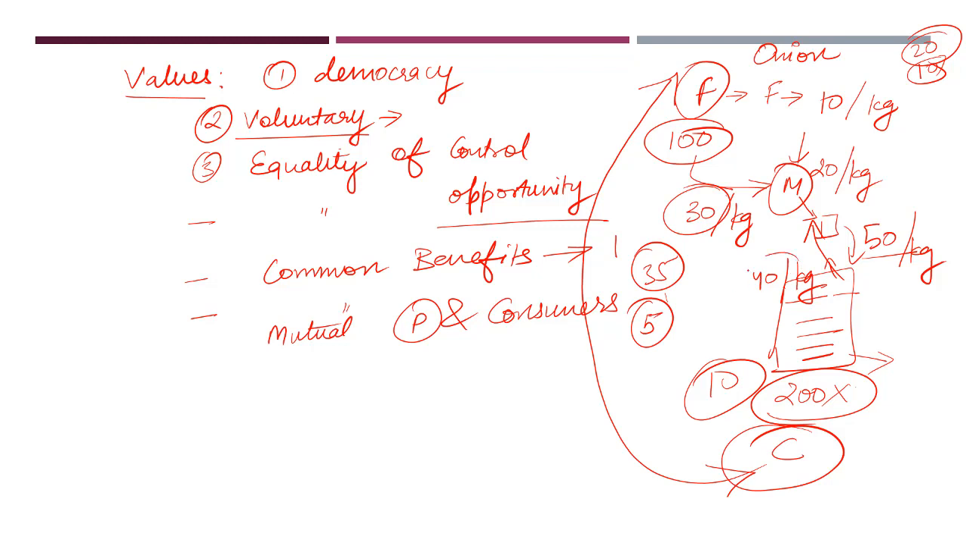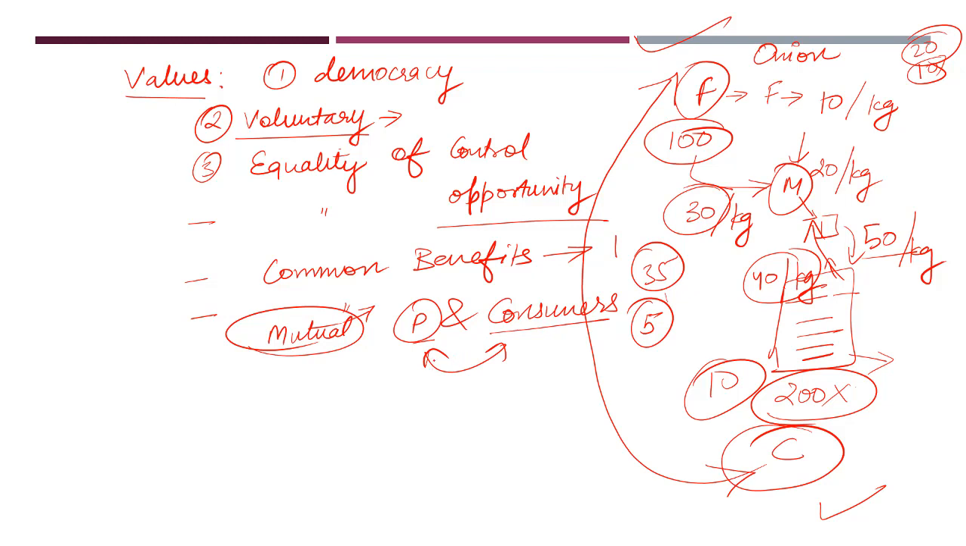Therefore you can see that now when a cooperative has been formed, both farmers and consumers are profiting from the formation of this cooperative. So we can see from this example that cooperatives actually lead to mutual benefit of not just their own members, but also producers and consumers, by bringing them together.